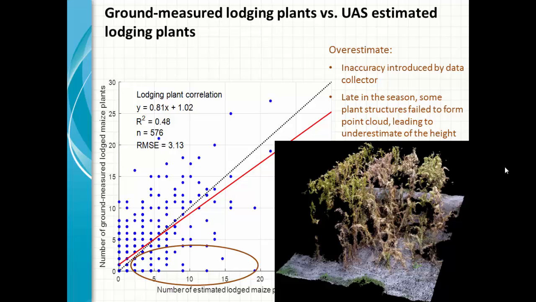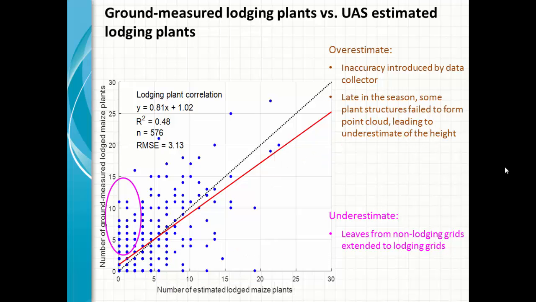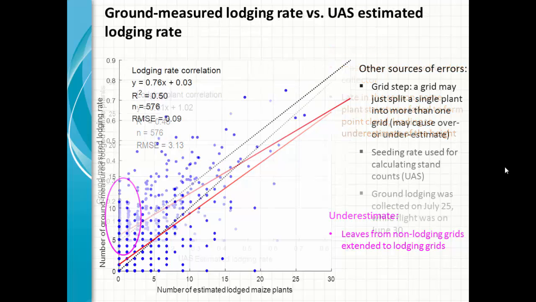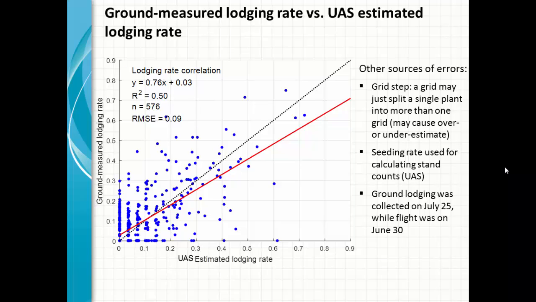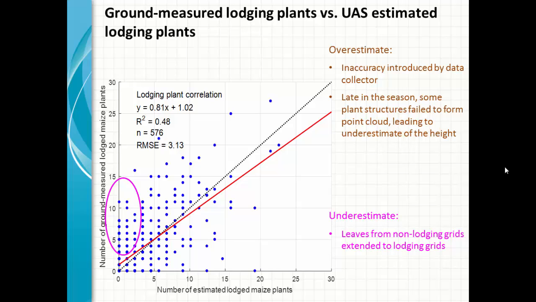And here we can also observe underestimate. Underestimate is mainly caused by leaves from non-lodging grades extending into lodging grades, which somehow deceives our lodging detection algorithm. And this compares the number of UAS-estimated lodging and ground-measured lodging. This compares the plant number. This compares the lodging rate.